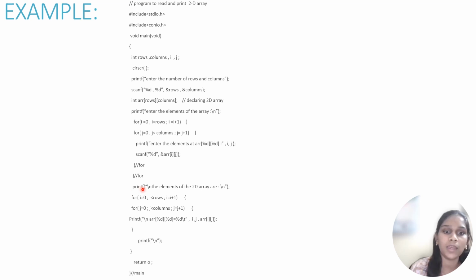The next statement will be printf, the elements of the 2D array are, and the for loop again starts here for the rows and columns. In the for loop, the statement will be printf, array[%d][%d] is equal to %d. And the column for loop closes here, and the next statement will be printf. And the row for loop closes here, and the main section closes here.